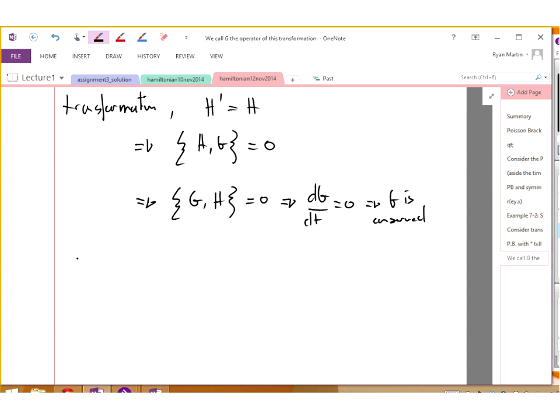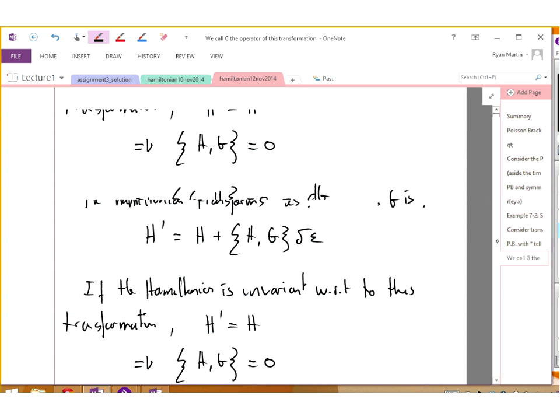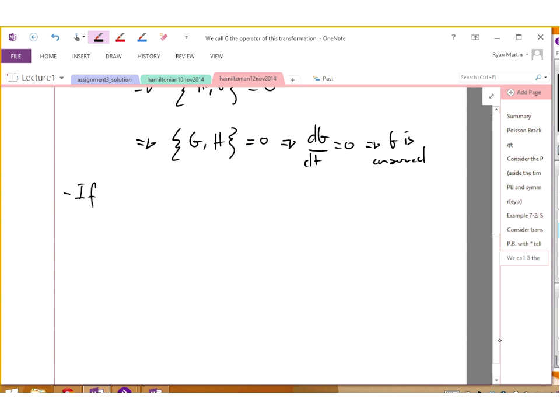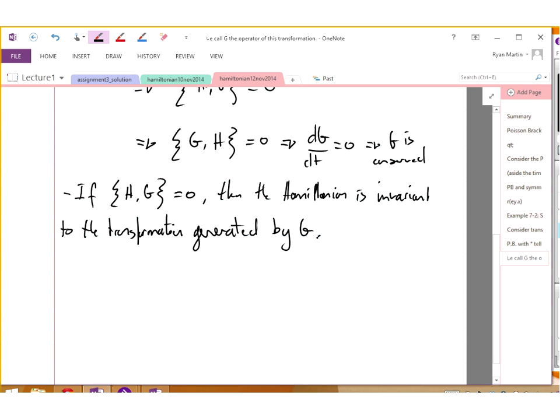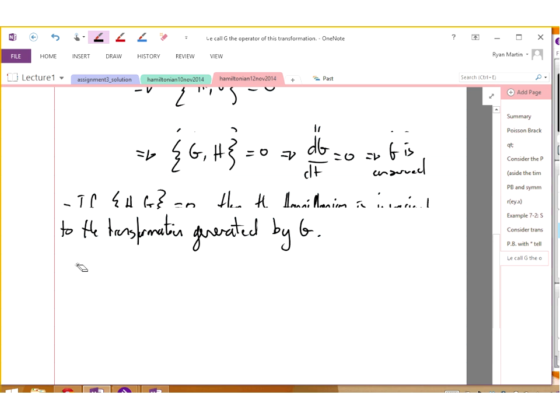So I'll write out the last sentence, and then I think we're done. So if the Poisson bracket of the Hamiltonian with some function is equal to 0, then the Hamiltonian is invariant to the transformation generated by G. Also, G is conserved.